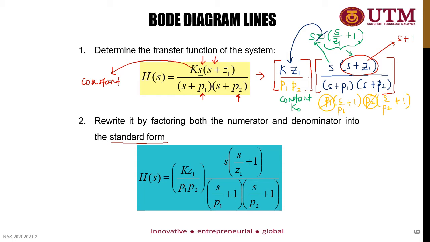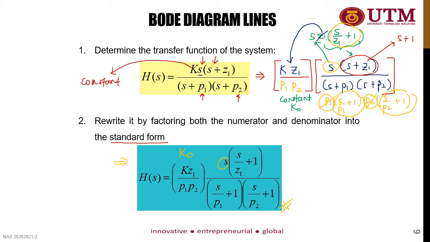Okay, so now you rewrite the equation into standard form. This is the standard form. If you compare the one that we derived on top with the bottom, you have the constant, this is k naught, k z1 divided by p1 p2, and in the numerator you have s outside the bracket and then s inside the bracket. In standard form it is s divided by z1 plus 1. The same goes for the denominator: there is no s outside the brackets, only s inside two brackets. So s divided by p1 plus 1, and s divided by p2 plus 1. So this is the equation in standard form.